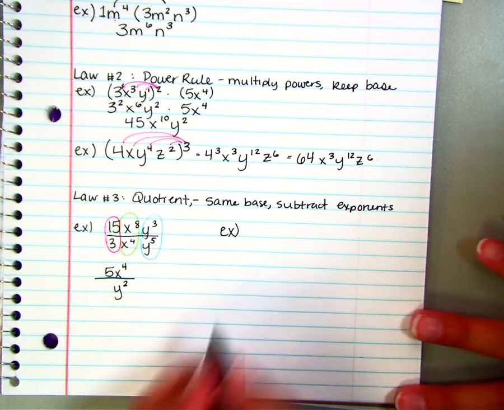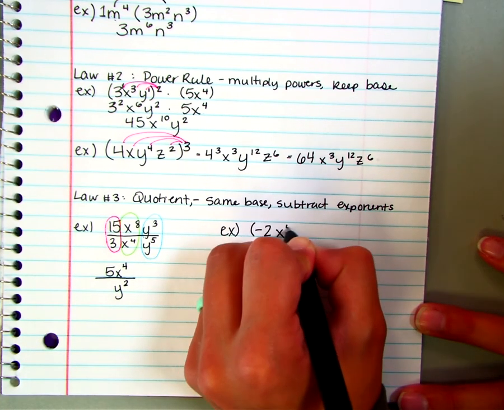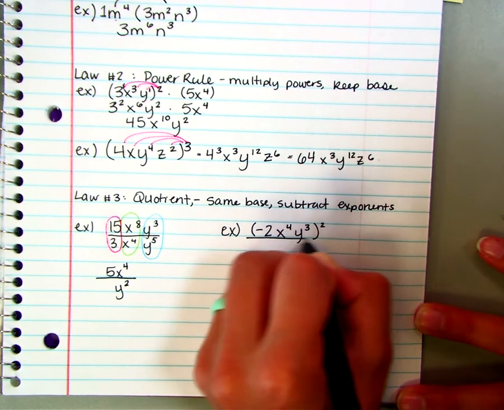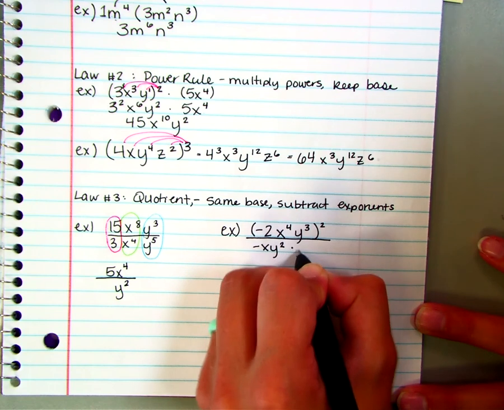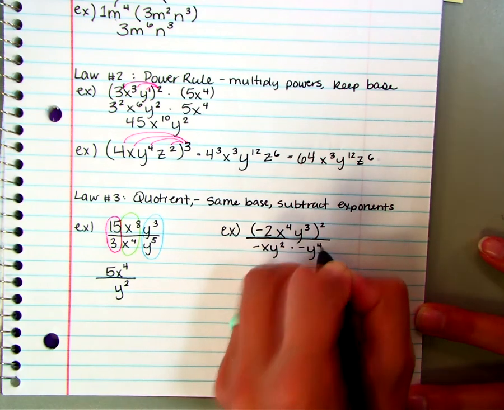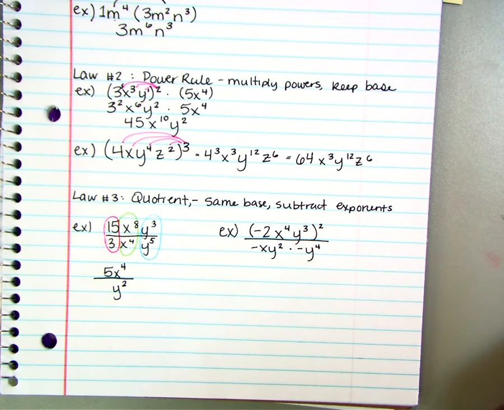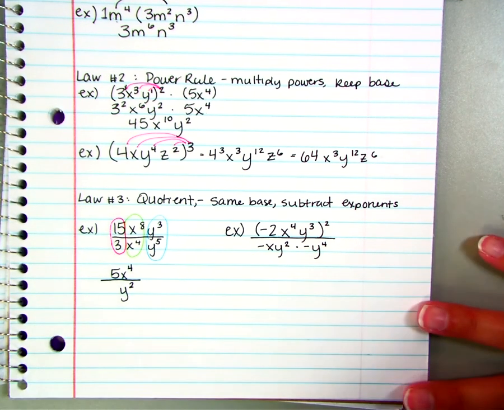All right, let's combine some of them. So we've got negative 2 x to the 4th y to the 3rd, squared, all divided by negative x y squared times negative y to the 4th. And like I said, your logarithms aren't going to get this complex, but if you have a really basic understanding of the exponents, when we get to properties of logarithms, it's going to be much easier.